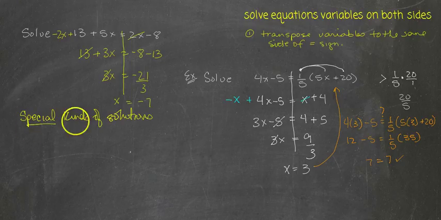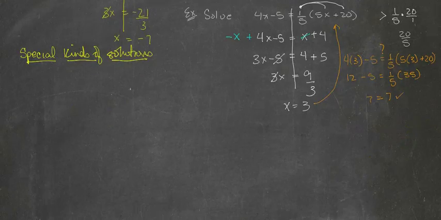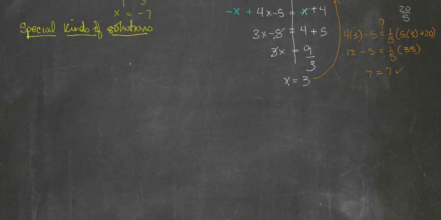So, special kinds of solutions. Notice in both of the examples and in the problems we've been doing, inequalities and equalities, we get one solution, or in the case of inequalities, we get one set of solutions. But there are some special things that can happen, and this would be a good time to talk about them.